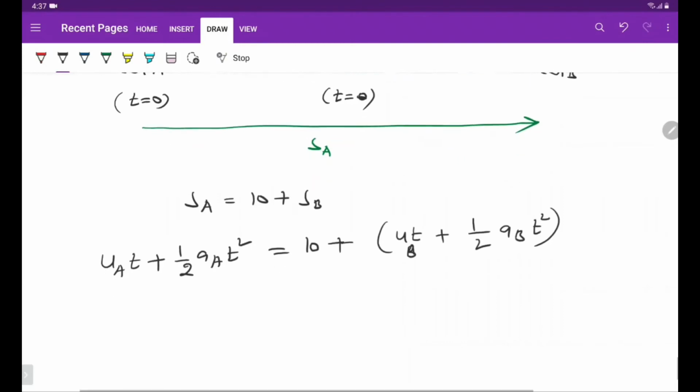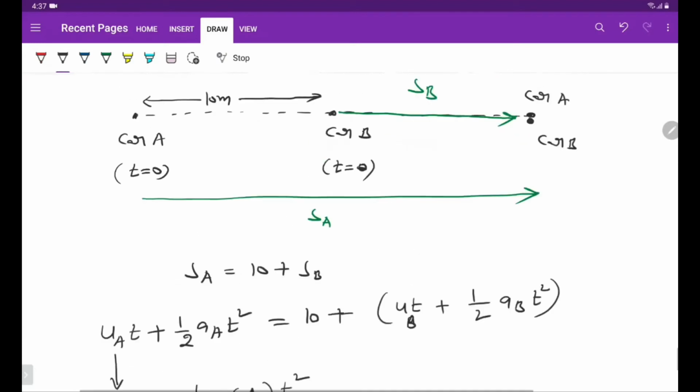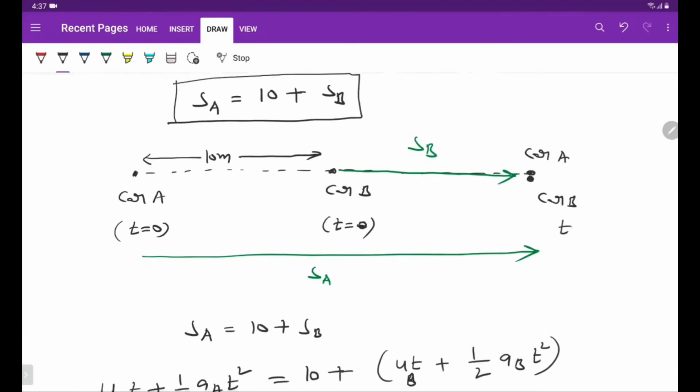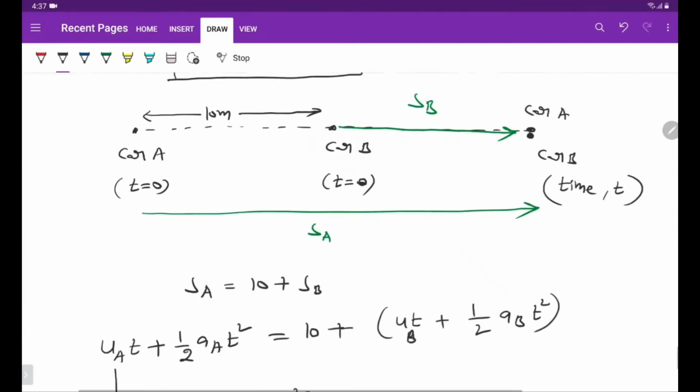So according to the given data, car A starts with 0 velocity. So this is given 0. But acceleration of car A is 4. So here to here, both car A and car B will meet here after time t. Car A and B meet after time t.